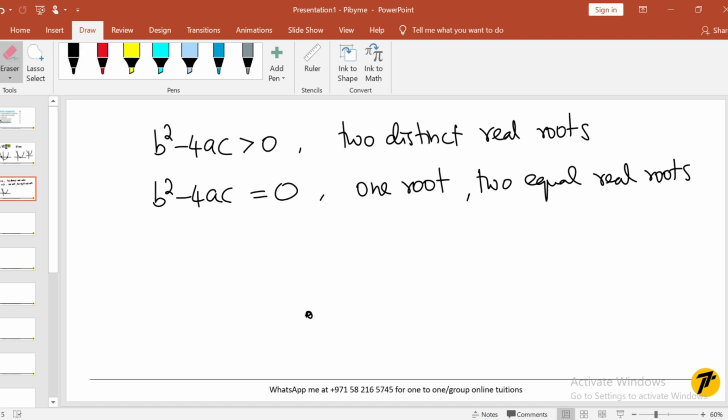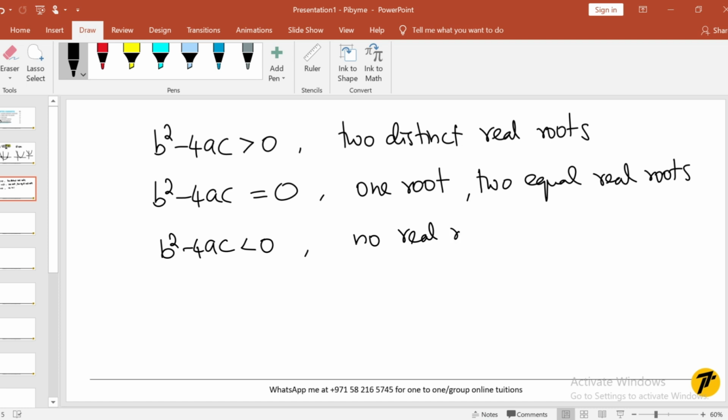And then the third condition is when b squared minus 4ac is less than 0, if it's a negative number, no real roots. In that case, the graph will not touch the x-axis. Or if you take the U-shaped parabola, it will not touch the x-axis. So there are three conditions.